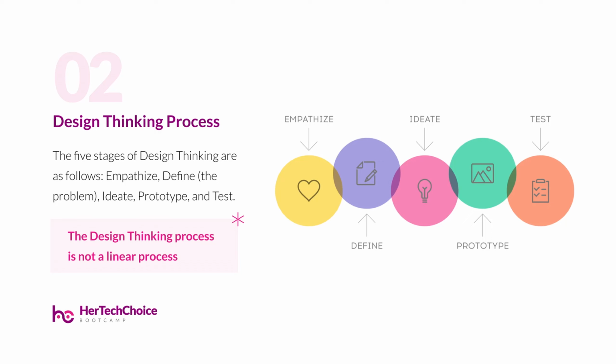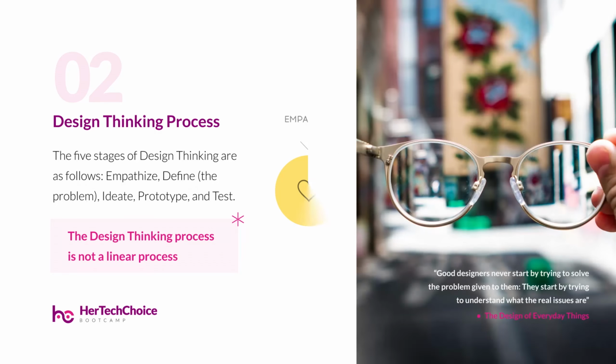The design thinking process is actually not a linear process. So you can go from empathy to define, then you ideate, then you prototype, then you think about new features you want to add. That's an ideation process. Then you go back, you test, then you go back to prototyping and all of that. So it doesn't follow a linear process.